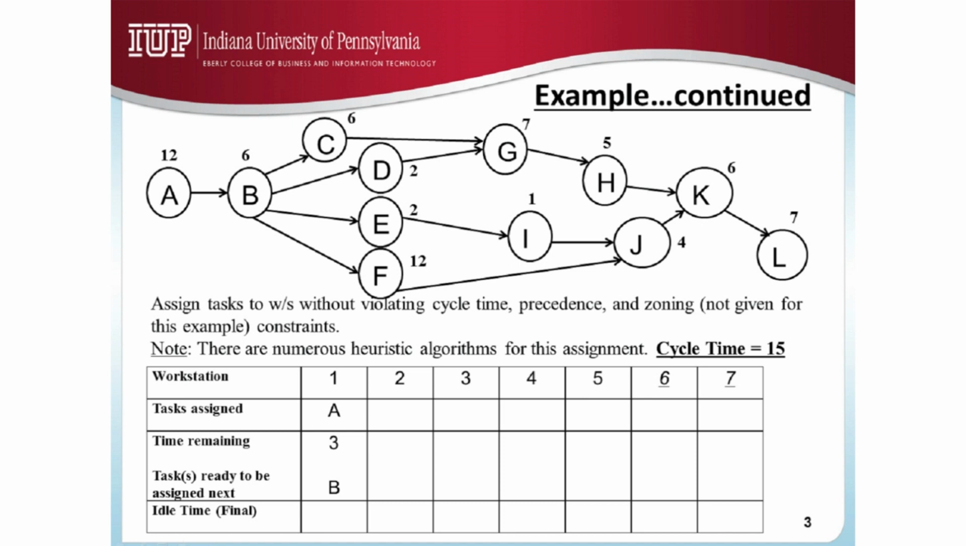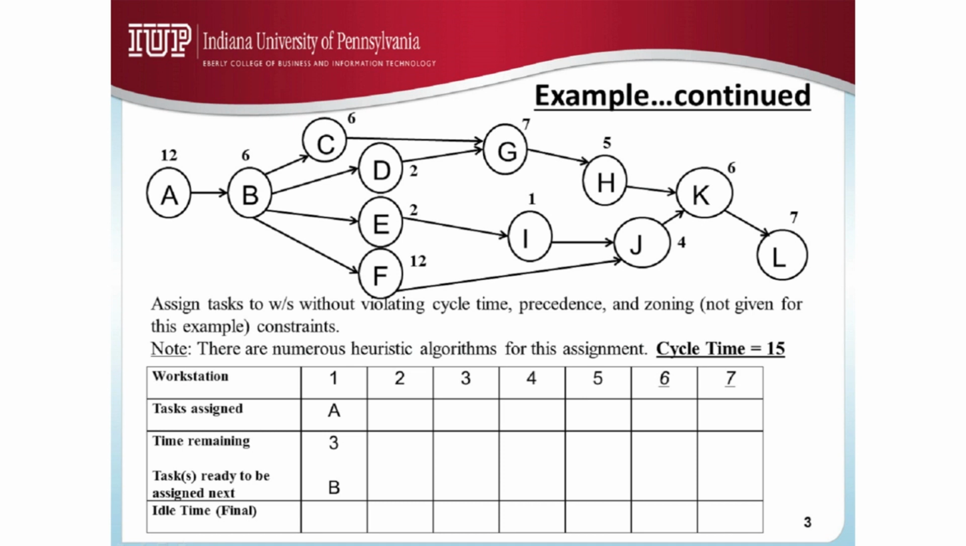Finally, zoning constraints, which I explained to you earlier, but in this particular example, you do not have any zoning constraints. So now let us start assigning the tasks A through L to the different workstations. And as I have noted here, there are numerous heuristic algorithms for this assignment. There is no one specific method that you can use to assign the tasks to the workstations. We will use one of the heuristics. So let's start with A.